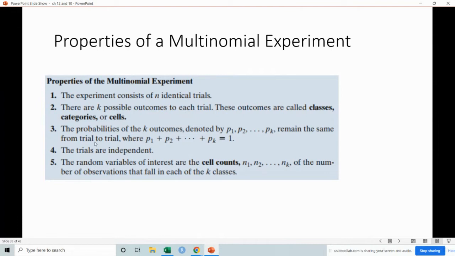So there's no change. It's like flipping a coin. The first time you flip it, you have a 50-50 chance. Well, the second time you flip it, it still is a 50-50 chance, right? So we're assuming that whatever probabilities we're working with, they don't change as the trial moves about, which is basically what number 4 is saying. The trials are independent, right? So P1 doesn't affect P2. The random variables of interest are the cell counts, the number of observations that fall into each of those k classes.